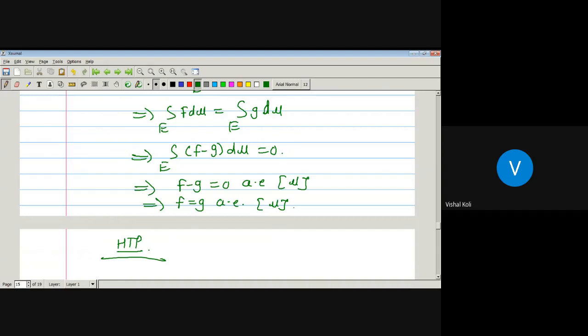In the next lecture, I will prove this is also true for a sigma finite measure. That is, we will extend it to sigma finite measure spaces. Okay.